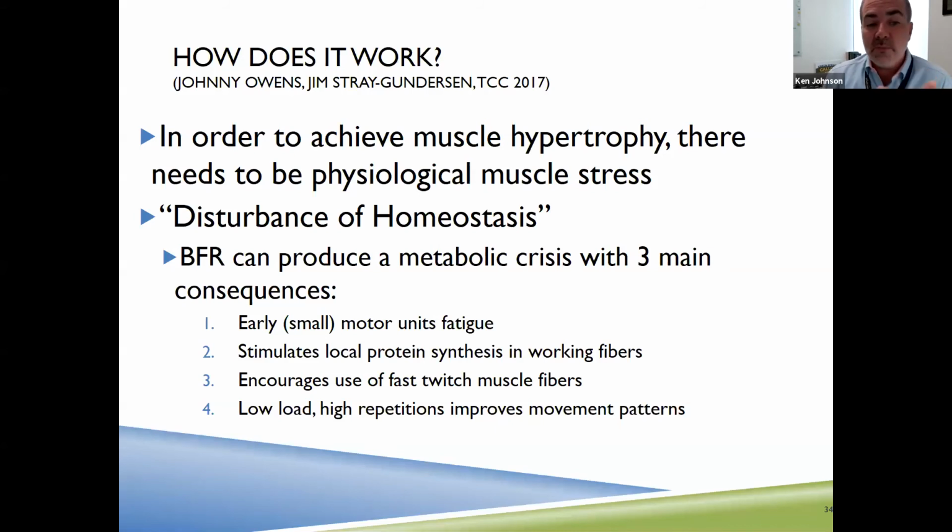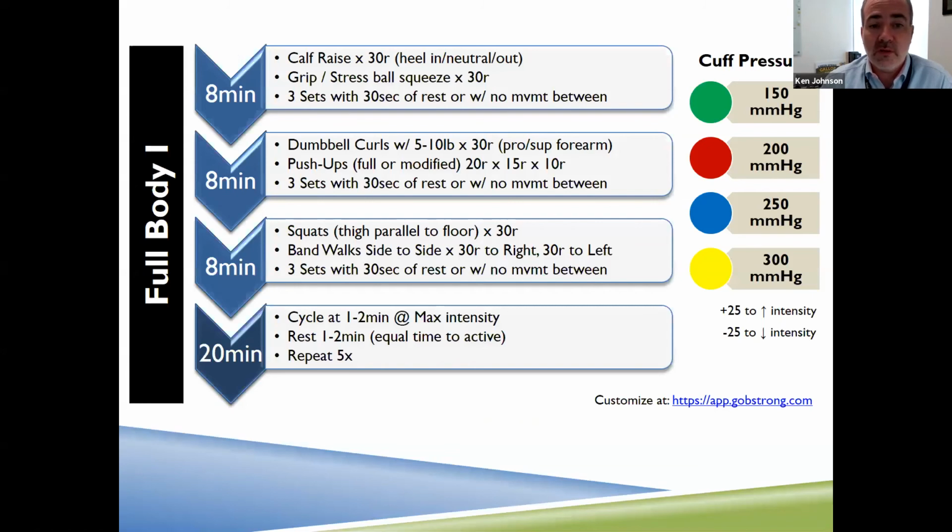Early motor units are going to fatigue and stimulate local protein synthesis within those working fibers. That's going to convert over into the use of more fast twitch muscle fibers, which is going to lead to a greater movement pattern and a greater activation over the long term.